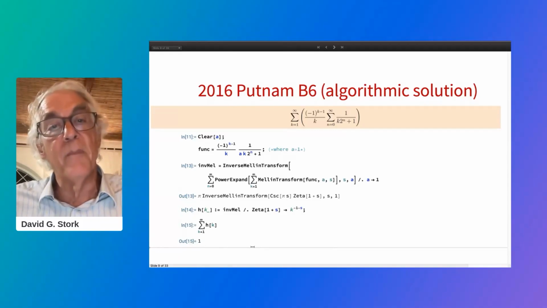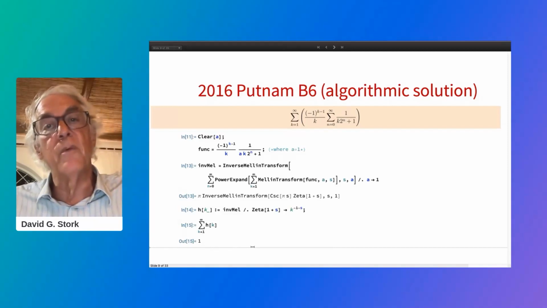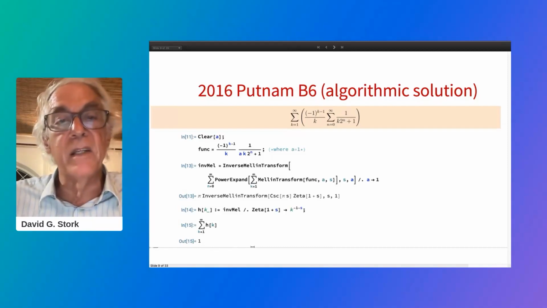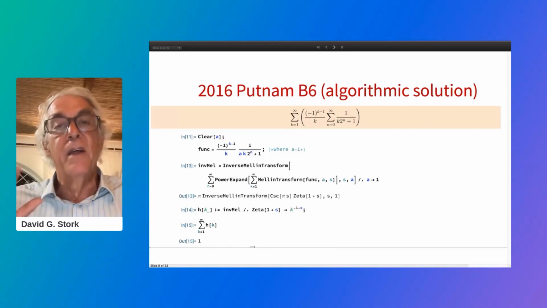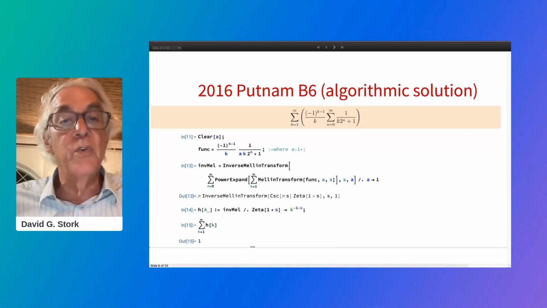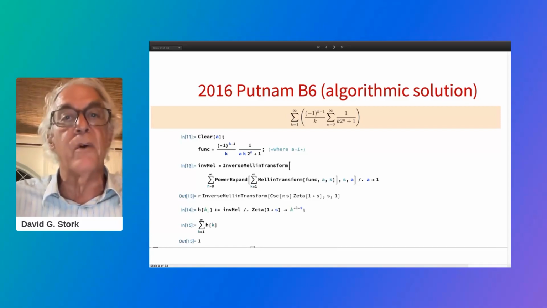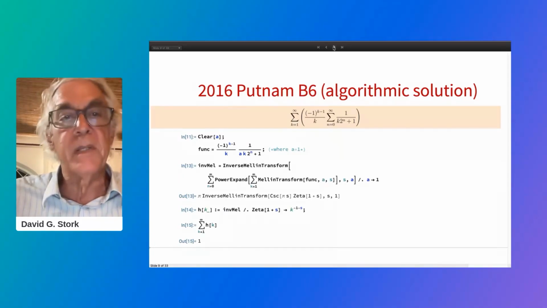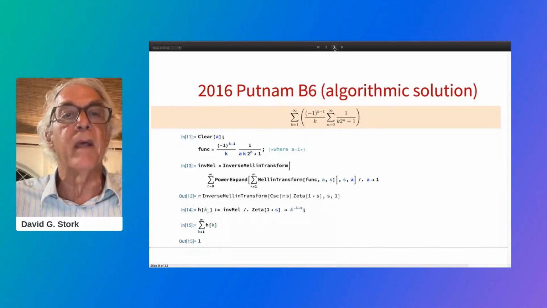And I bring this example in to show that it's not just mindless button pushing. It's not just knowing how to do an integral. You have to use your mathematical knowledge, but exploit the power of a symbol manipulation program like Mathematica.